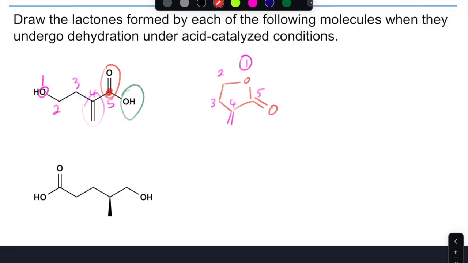In the one at the bottom, once again, our nucleophile, we'll call that carbon 1, 2, 3, 4, 5, and 6. This is now a 6-membered ring, and I'm just going to draw it sort of like this, where this is the oxygen, carbonyl, and I'm going to draw it as 1, 2, 3, 4, 5, and 6.